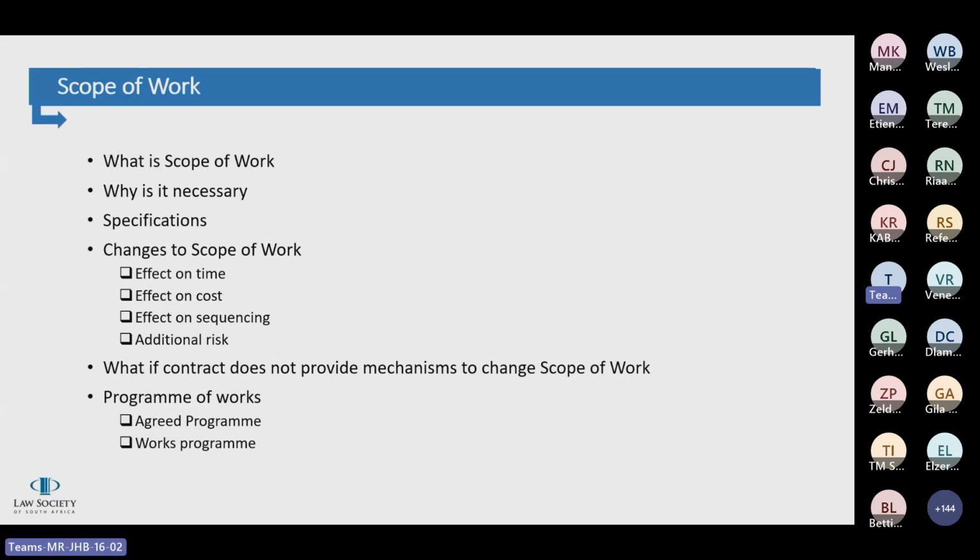Then we have, as part of the scope of work, specifications, and these come in various forms. So we can have prescriptive specifications, and they deal with details of, for instance, the types of materials or the brand of materials that need to be used. You've got performance specifications focusing on the operational requirements of a project. What is it that I want my end product to be able to do?